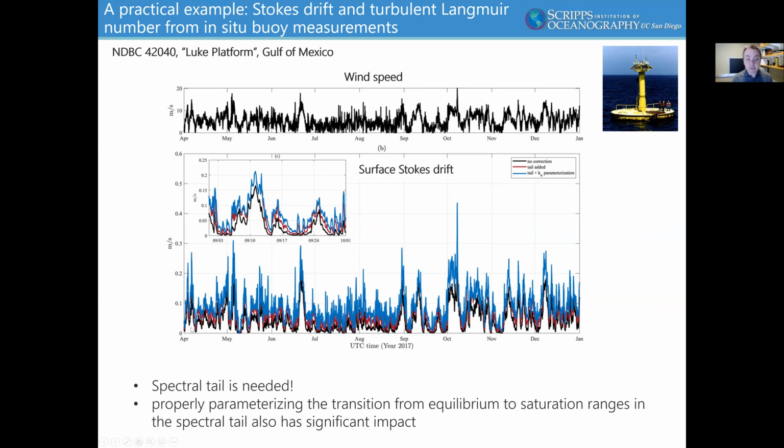And you see significant differences, obviously, between the one with and without correction, but also differences when you don't include the transition parameterization.